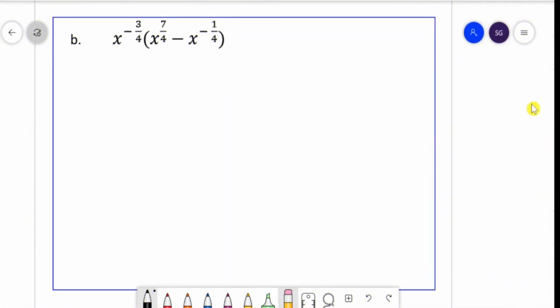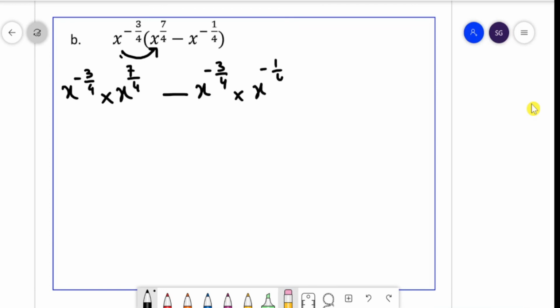Okay, so question 12b is again of the same sort. You are multiplying this bracket with the x power negative 3 over 4. The only added difficulty is we are involving fractions and powers, but nevertheless we first multiply x power negative 3 over 4 and x power 7 over 4. X power negative 3 over 4 times x power 7 over 4 minus x power negative 3 over 4 times x power negative 1 over 4.